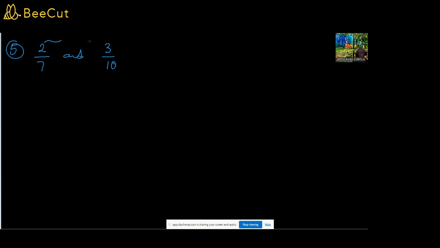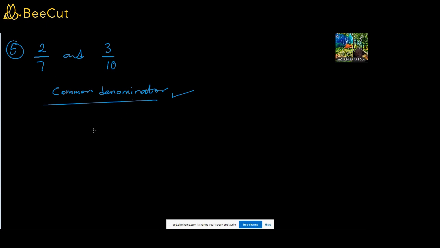The numerators are different and the denominators are also different. So what we need to do is to make them have a common denominator. We make them to have what? Common denominator. Say that. Common denominator.